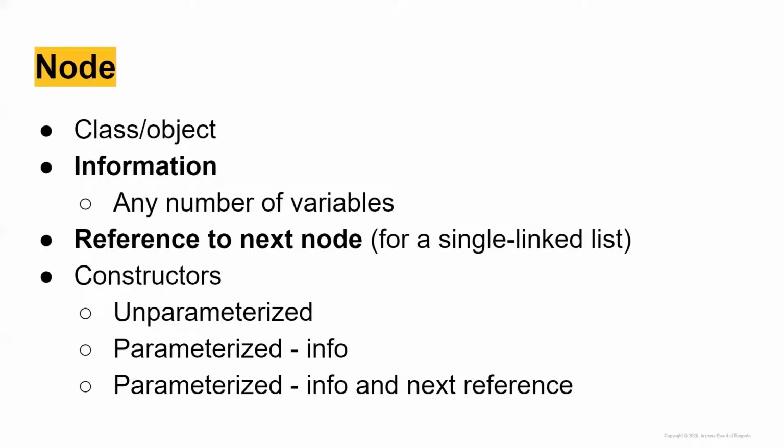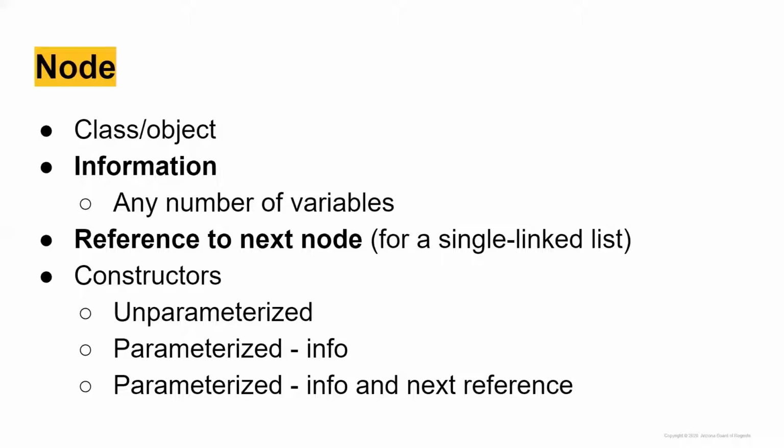Let's talk about nodes. You may hear this term referred to as a node or an element. I prefer node just because that's how I learned it, but those usually refer to the same idea of one element or node within the larger linked list data structure. Really, a node is a class in Java, and thus it is instantiated as an object.